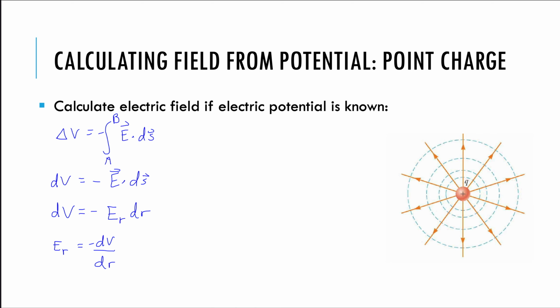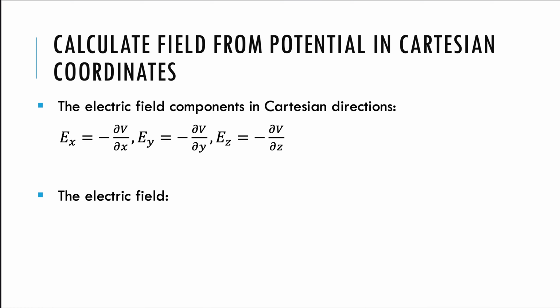But in general, the potential can be a function of all three coordinates, not just r. It can be written, for example, in Cartesian coordinates. That's what we're mostly going to deal with when we're doing these types of problems of finding the field from the potential. So if the potential is in Cartesian coordinates, then we could write three separate expressions. E sub x would be negative partial of V with respect to x, etc.